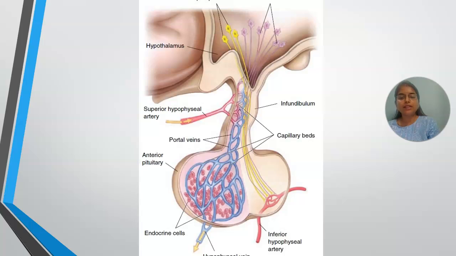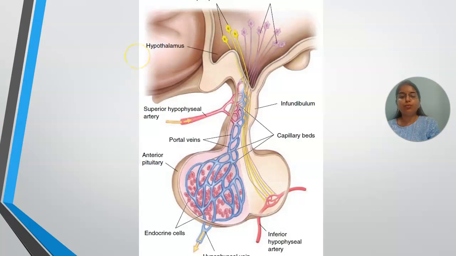So in this diagram you can see that the hypothalamus is connected to the pituitary gland via a stalk or infundibulum, and the hypothalamus directly connects with the anterior part of the pituitary gland through a blood vessel which is known as the portal vein, and through this blood the hypothalamus releases its hormones which control the pituitary gland.